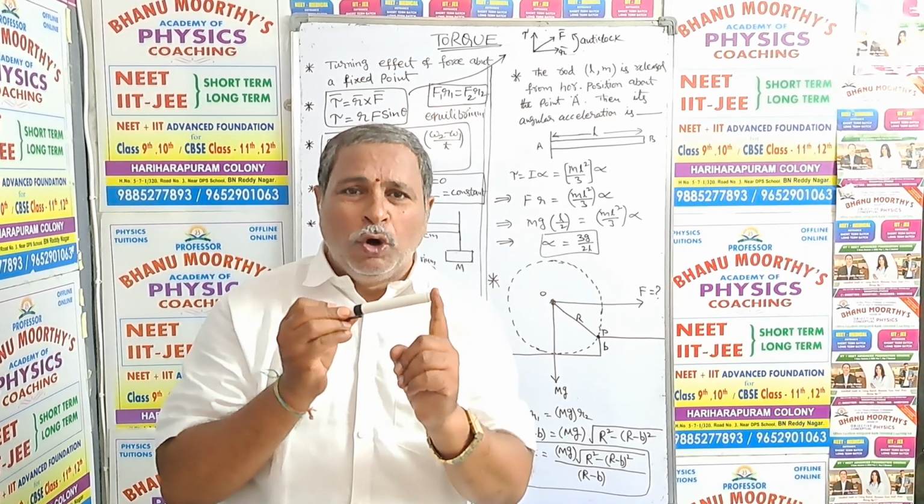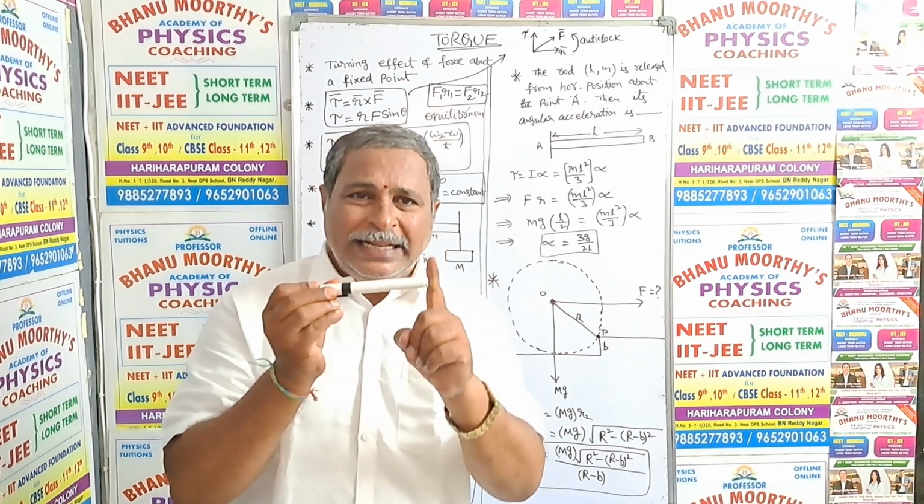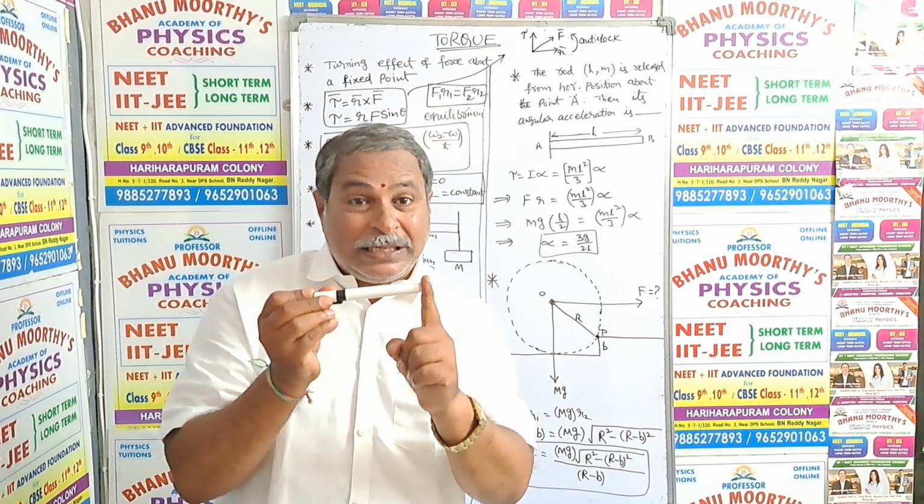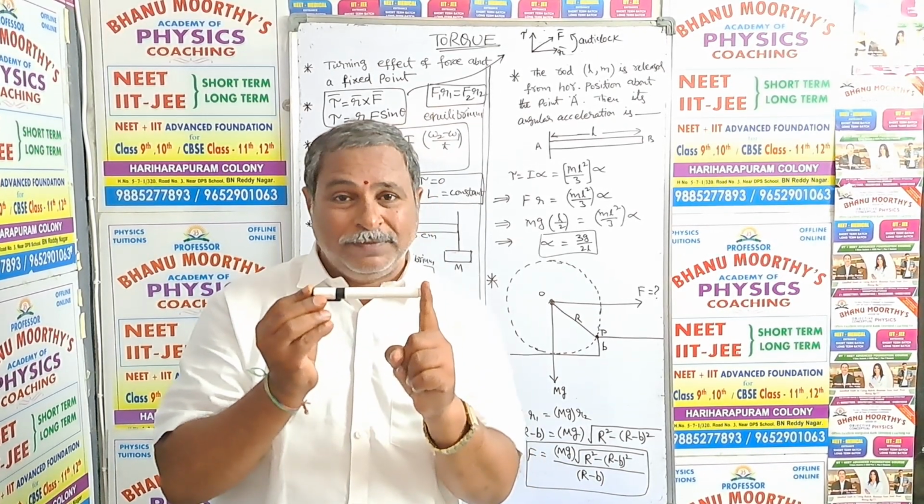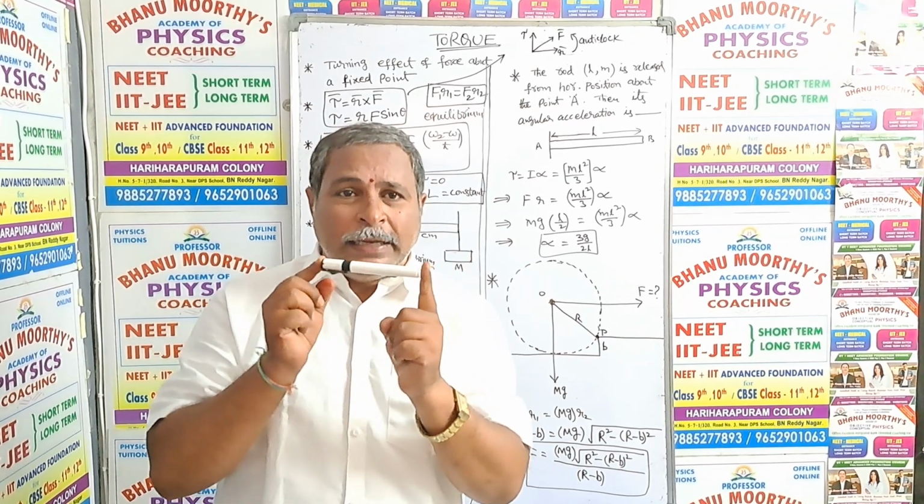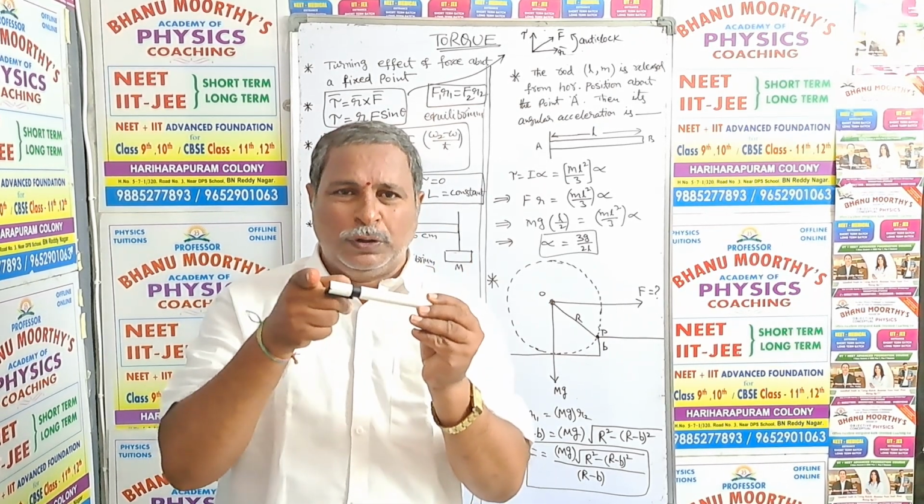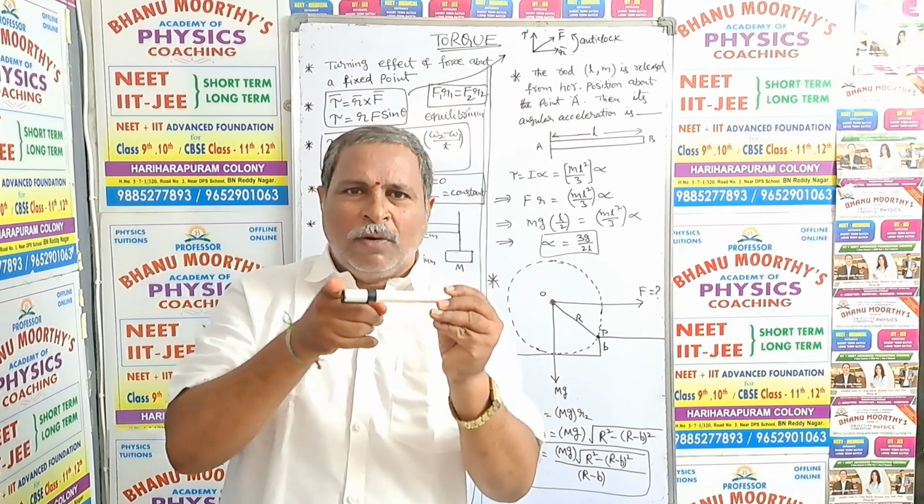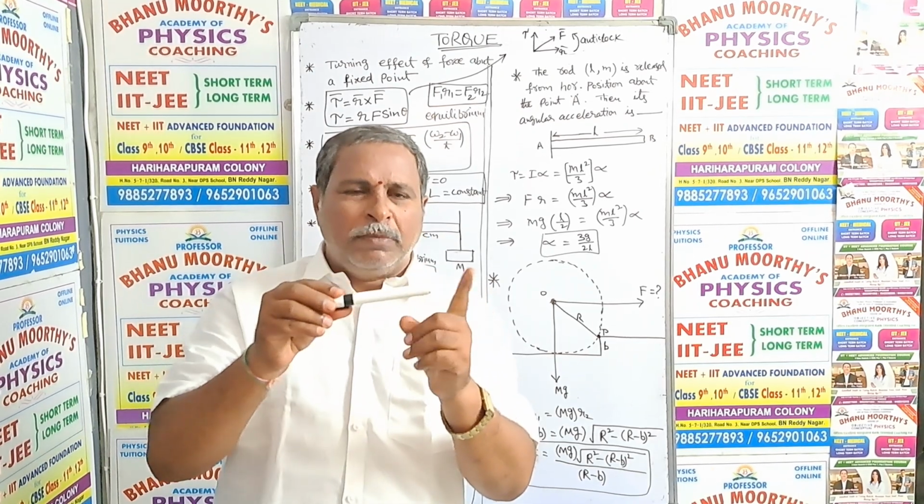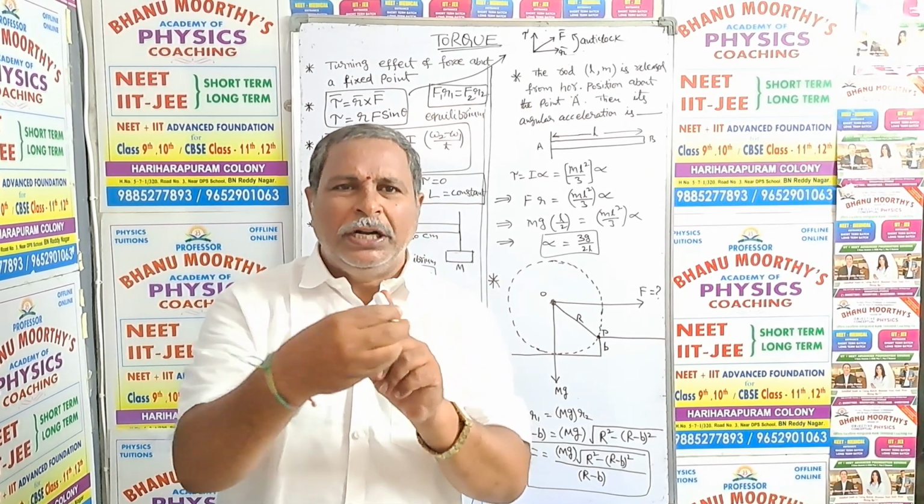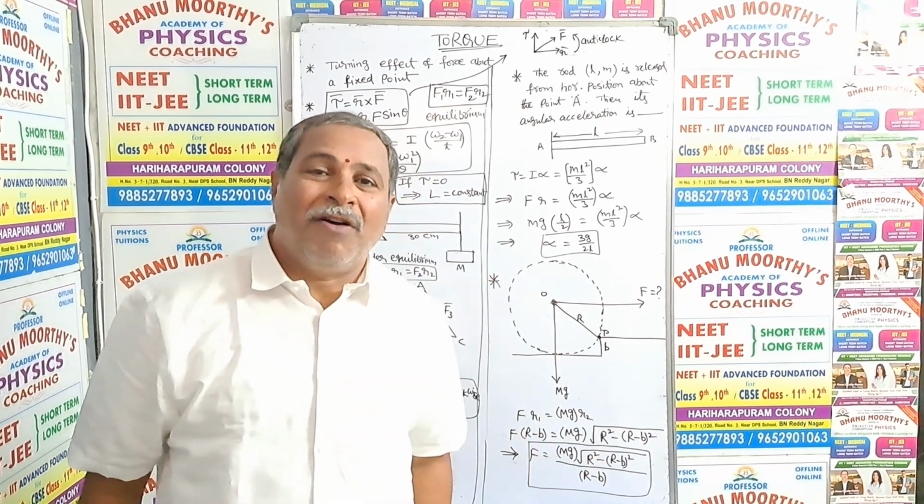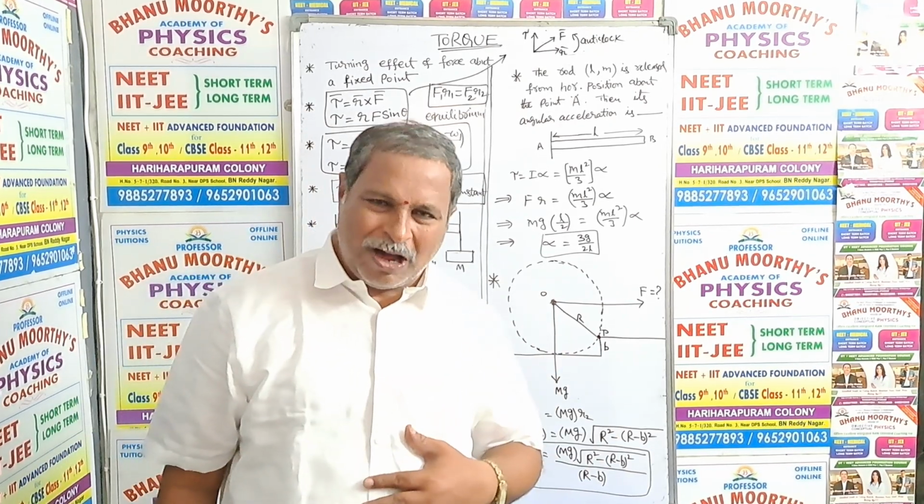The door or window can be rotated about the hinge. The hinge acts as the axis of rotation, the fixed point. So if a force is applied at a particular distance from the fixed point, then the body turns. This turning effect of force is called torque.